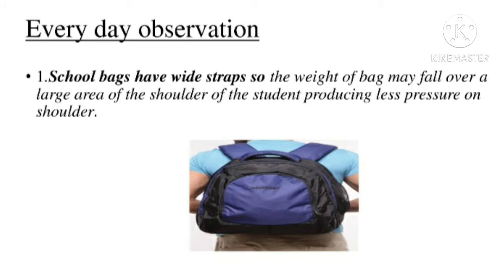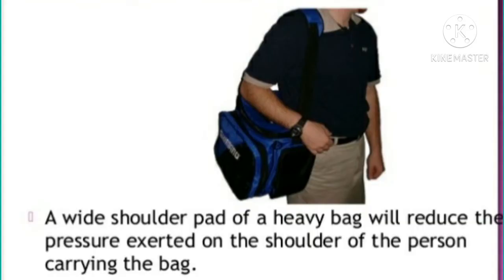A school bag or shoulder bag has a wide strap made up of thick cloth or canvas so that the weight of the bag may fall over a large area of the shoulder of the child, producing less pressure on the shoulder. And due to less pressure, it is more comfortable to carry the heavy school bag. On the other hand, if the school bag has a strap made up of thin string, then the weight of the school bag will fall over a small area of the shoulder.